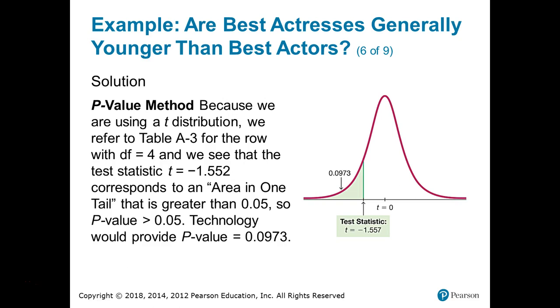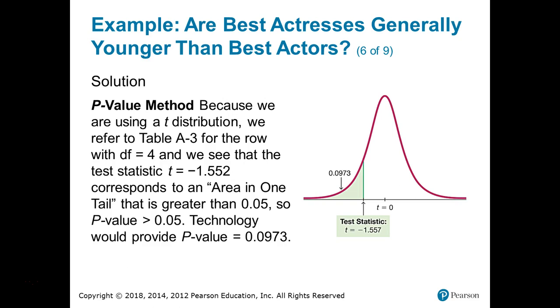So because we are using a t distribution, we refer to table A3 for the row with degrees of freedom of 4, which is 5 minus 1, 5 being the number of pairs we have. And we see that the test statistic of t equals negative 1.55 corresponds to an area in one tail that is greater than 0.05.